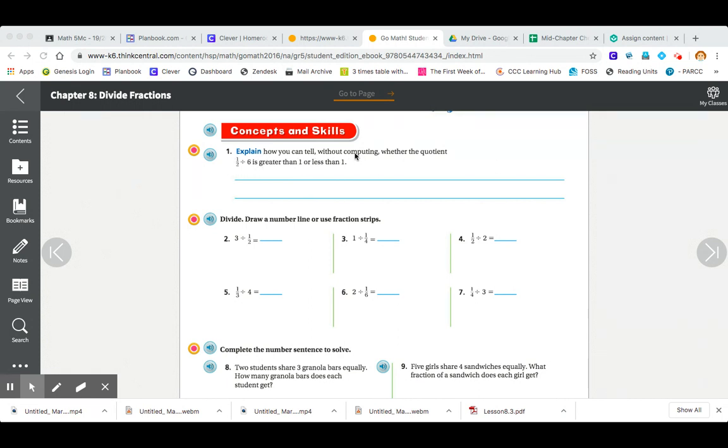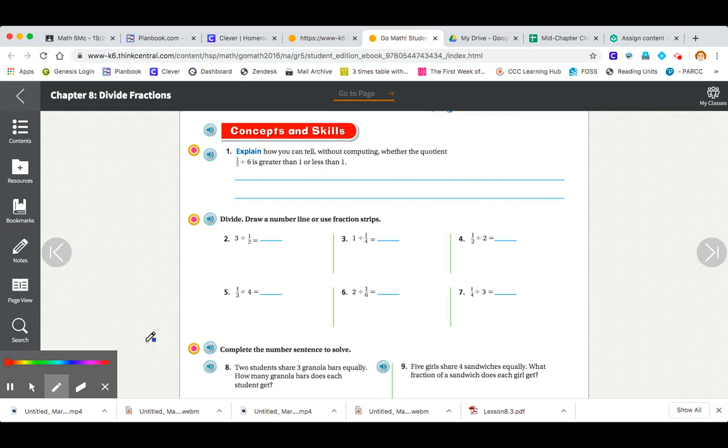How can you tell without computing whether the quotient 1/2 divided by 6 is greater than 1 or less than 1? The first thing that you have to do is think about the number that you are dividing up. So we're going to take a look at 1/2 right here. 1/2 is the dividend, so that's what we are dividing up by the divisor.